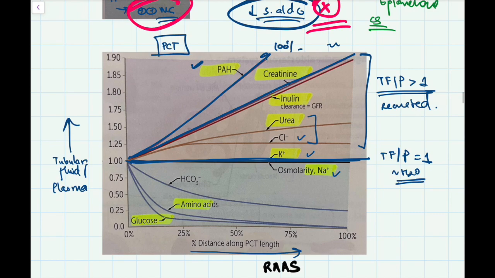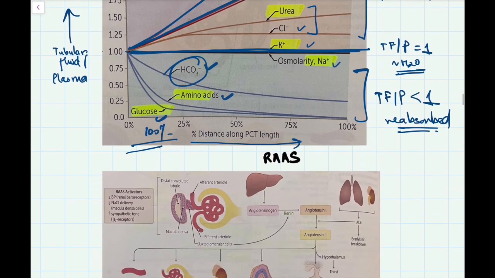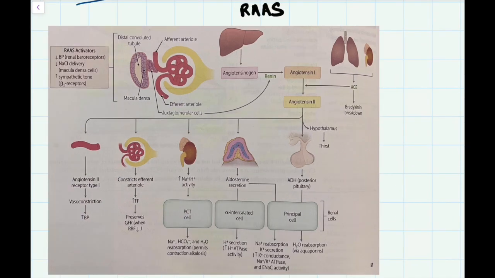Now for the substances that have TF/P less than 1, what it means is that the solute is being reabsorbed more, right, as compared to that of water. So these are those that are reabsorbed more. The examples are bicarbonates, amino acids and glucose. So remember, glucose and amino acids are 100% reabsorbed in the PCT. So definitely they have TF/P less than 1, and the ion that is being reabsorbed is bicarbonate. Now this is our favorite topic, the renin angiotensin aldosterone system.